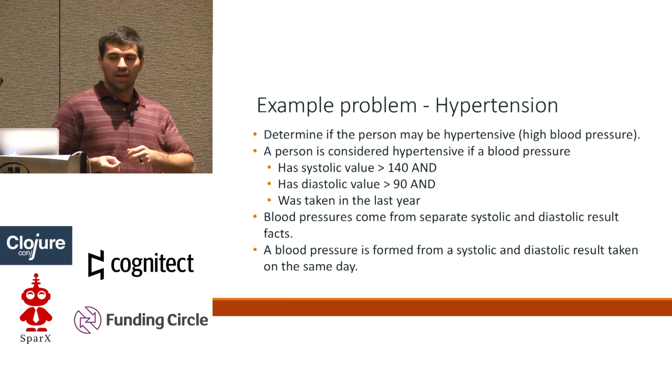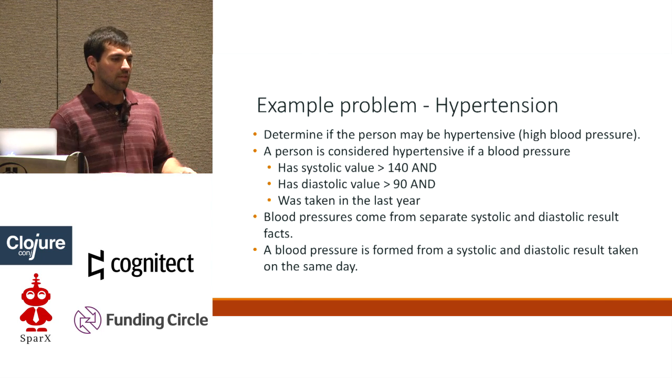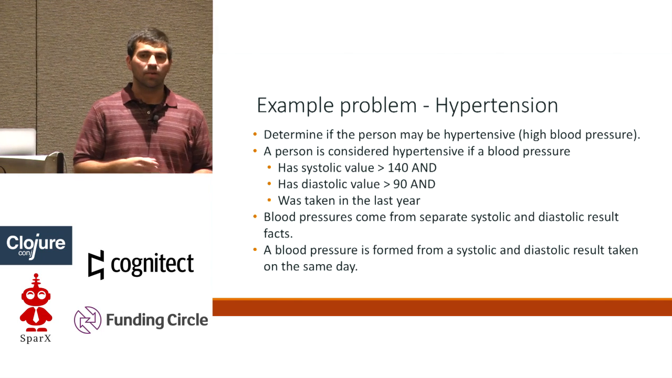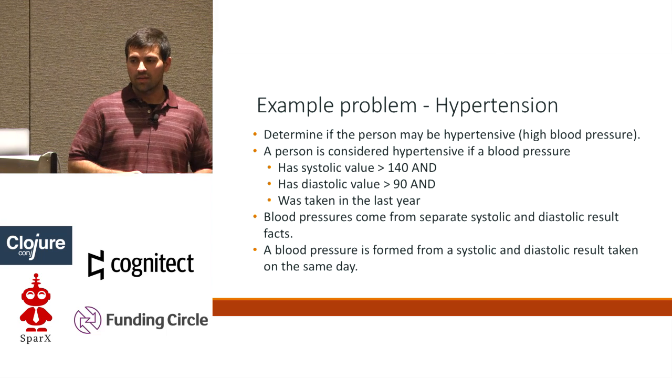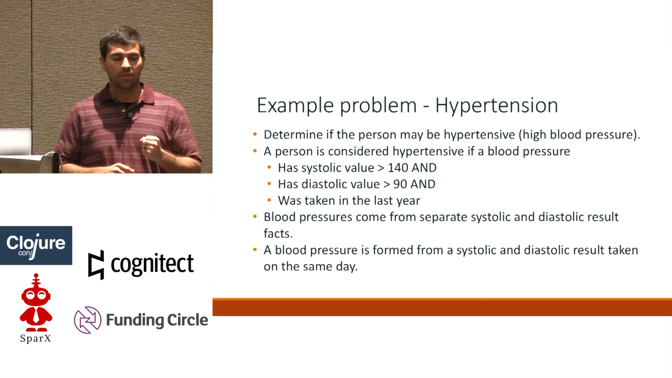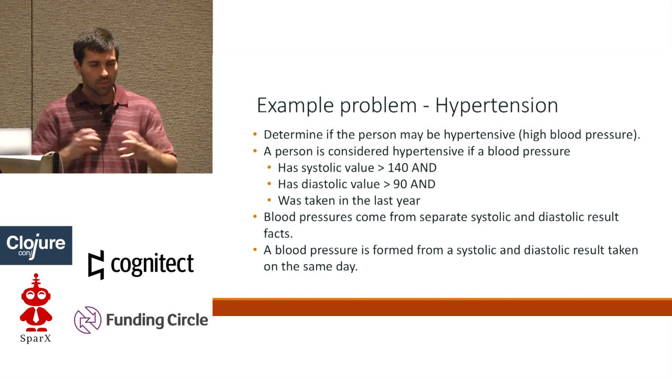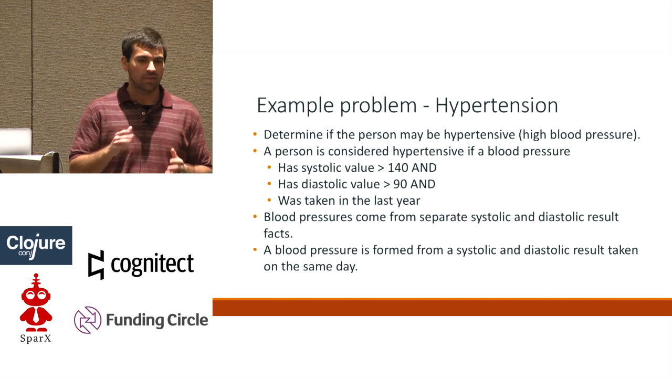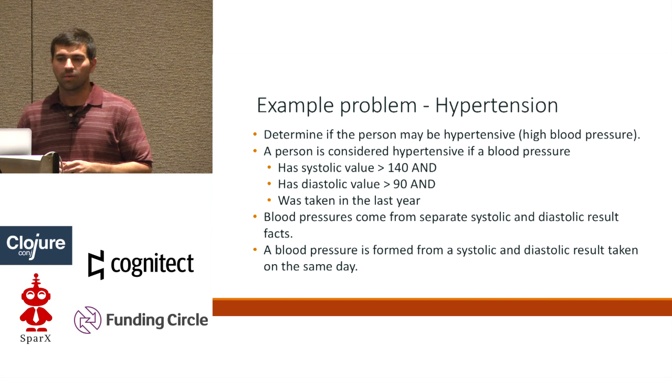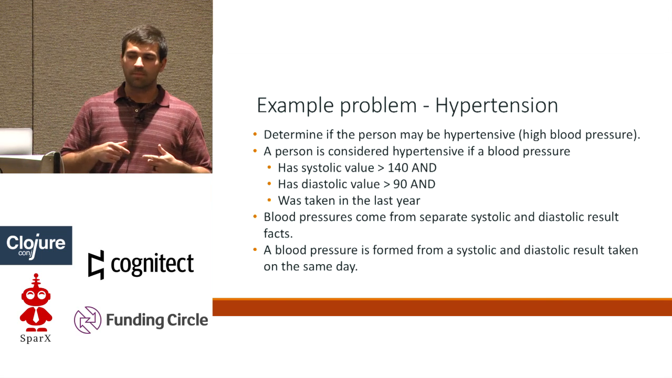The other stipulation I'm going to add is that blood pressures aren't going to come into the system already paired up. Instead, we're going to get individual data points on a result model, and they're going to be either of type systolic BP or diastolic BP. We're going to have to put them together to get valid pairs before we can test the values. To get a valid pair, you join them by having the same day.